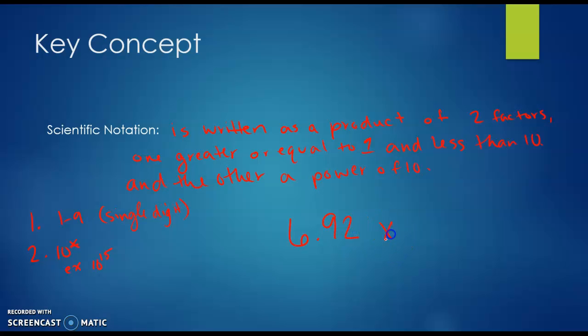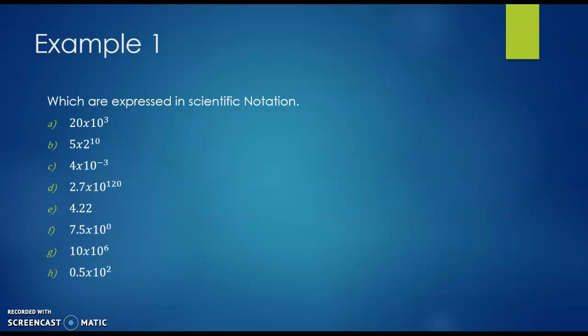6.92 times 10 to the 5th. We're going to label this. So notice this is between 1 and 9. So that's good. We have our power of 10. And then the fact that it has the times in between makes it a product. So I guess technically there are three things we need to make sure we have, that product going for us.